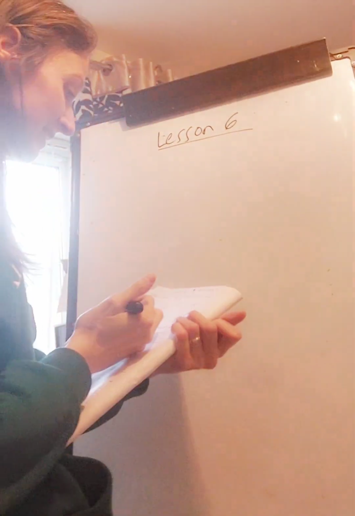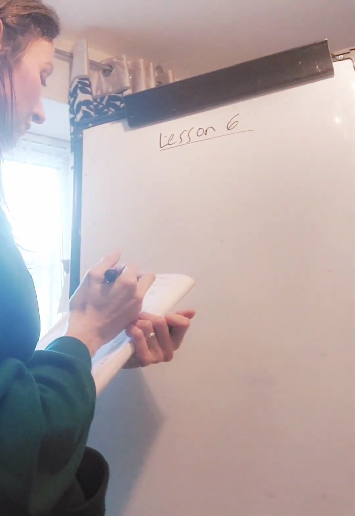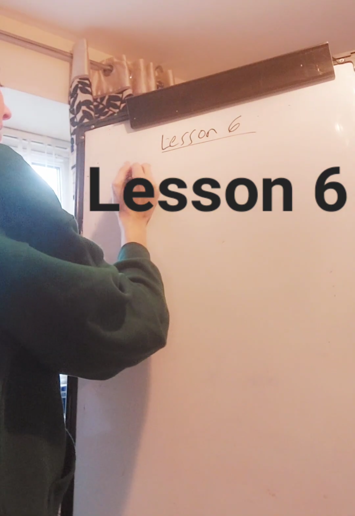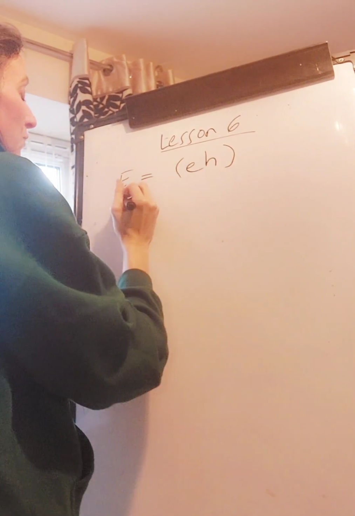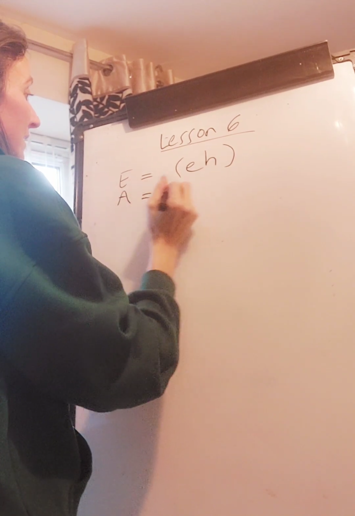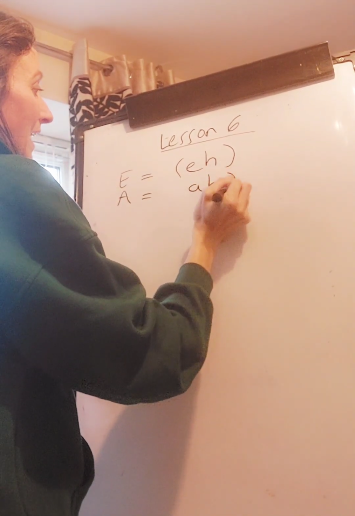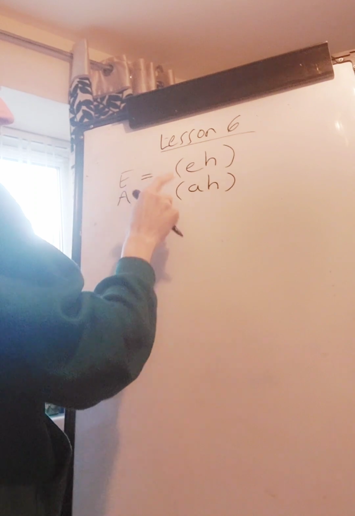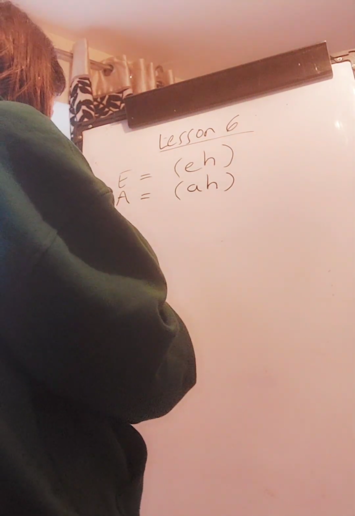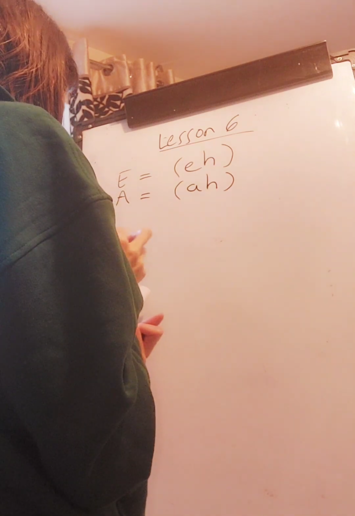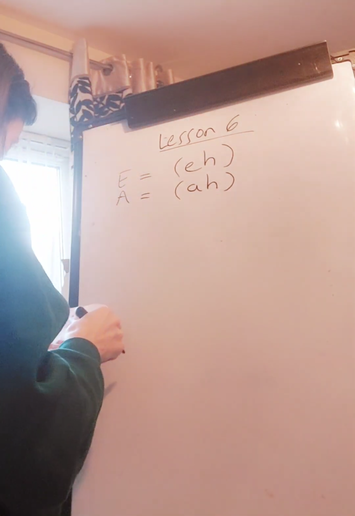This is lesson 6 and today we're going to learn a new vowel. We're going to learn the vowel E, and the vowel E is the air sound. So if you remember when we did the A vowel, it sounds as A, the E vowel sounds as air. Now similar to the A vowel, the air vowel can be written in 3 ways.